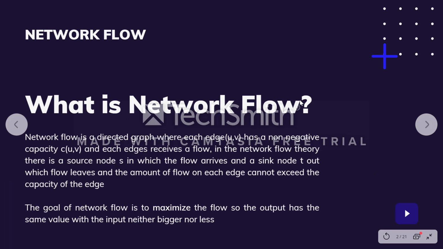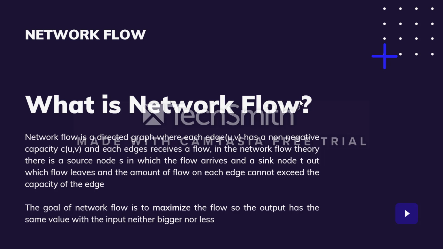Before we explain the more advanced concepts of network flow, we need to understand the definition of network flow itself. A network flow is a directed graph where each edge has a non-negative capacity and each edge receives a flow. In network flow theory, there is a source node called S, where the flow arrives, and a sink node called T, where the flow leaves, and the amount of flow on each edge cannot exceed the capacity of the edge.